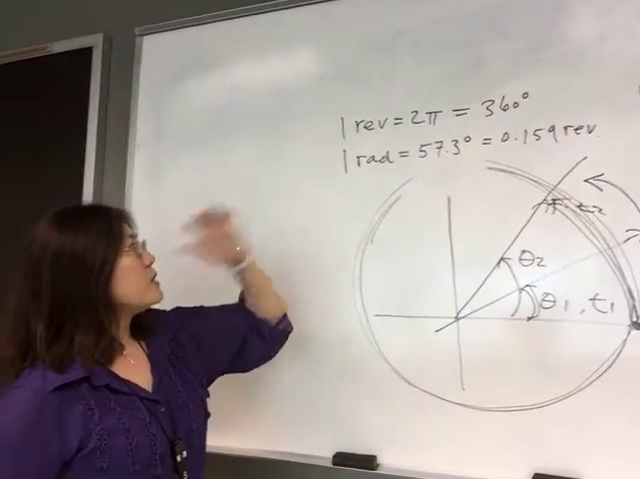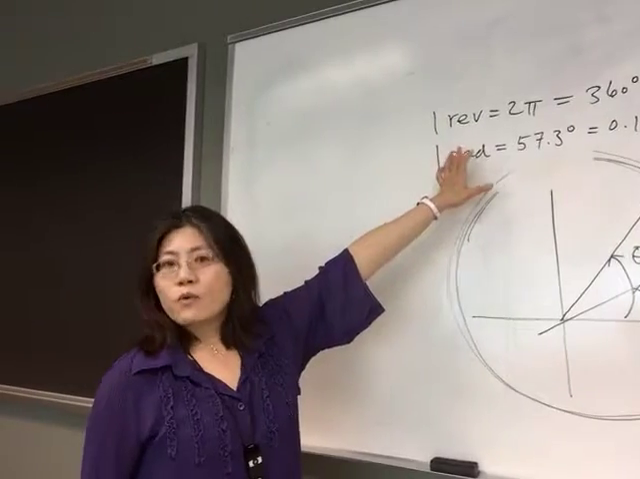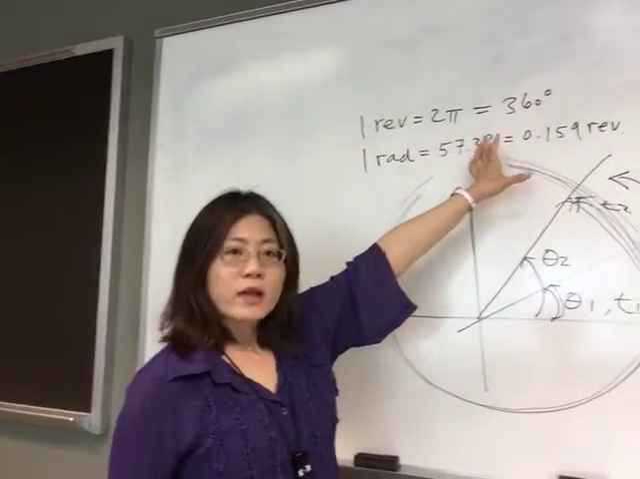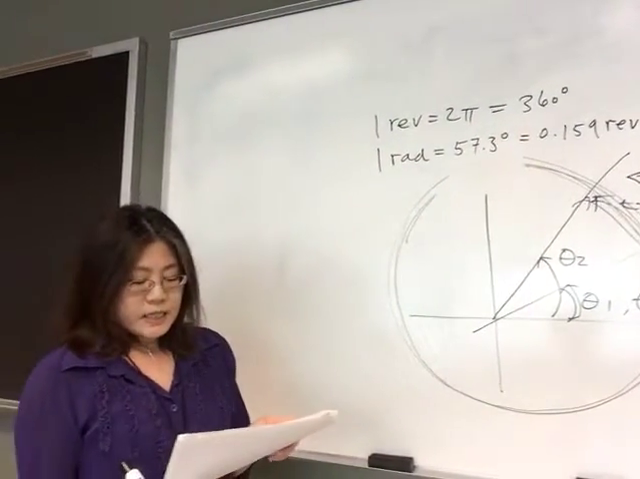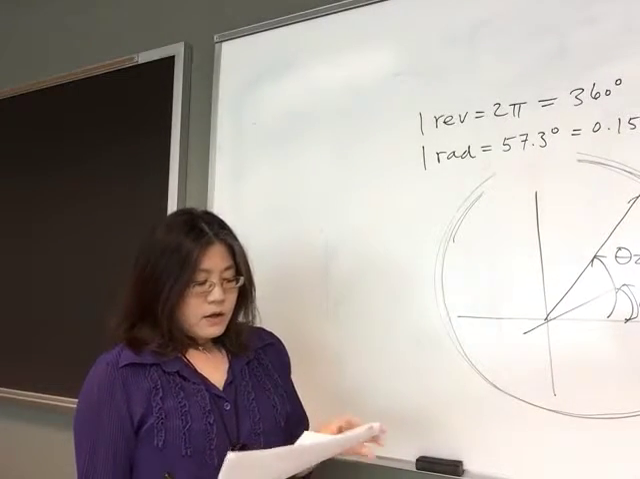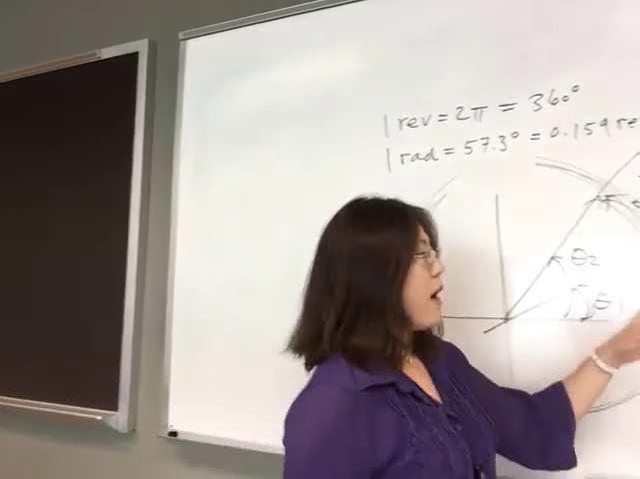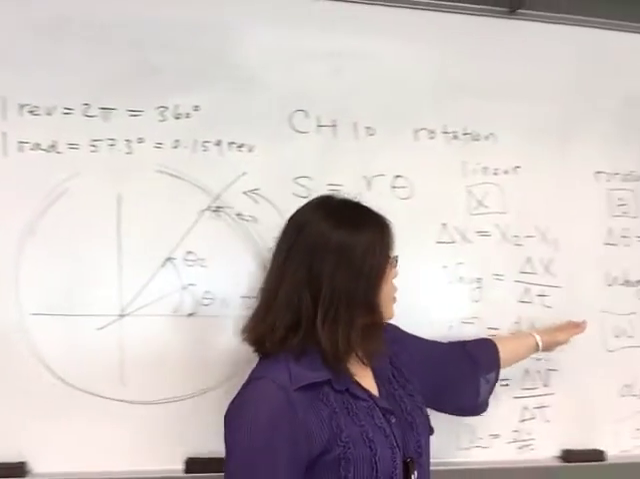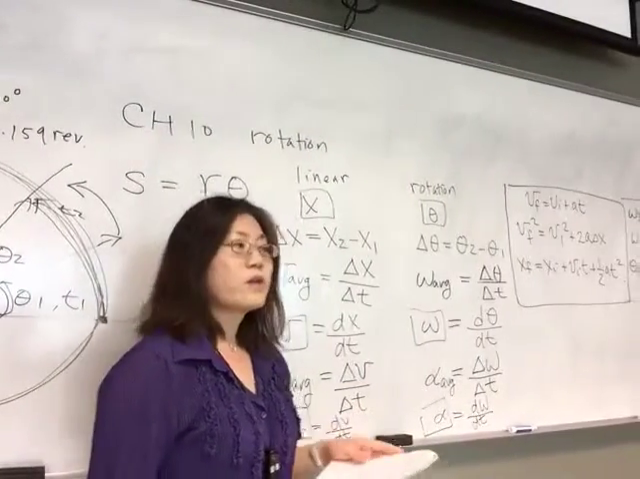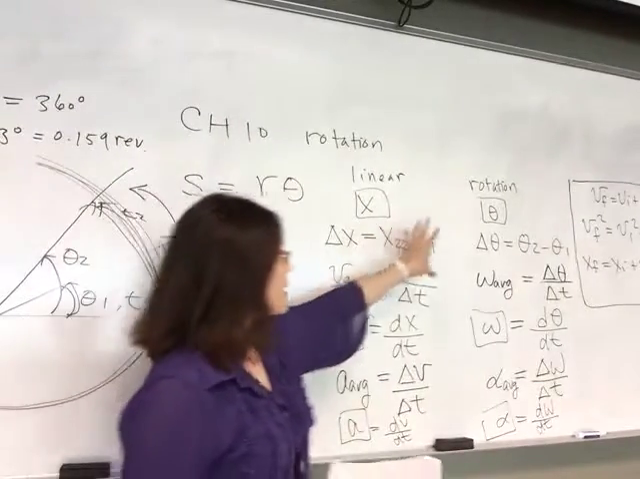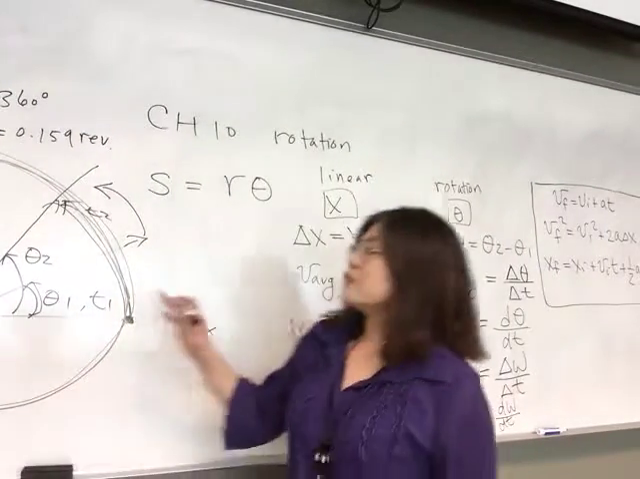Then you would need to know that 1 revolution is equal to 2 pi radians, and it's equal to 360 degrees. Okay. All right. So, any questions so far regarding how to find the angular velocity and also angular acceleration? Those are just by definition, because they're the rate of change.